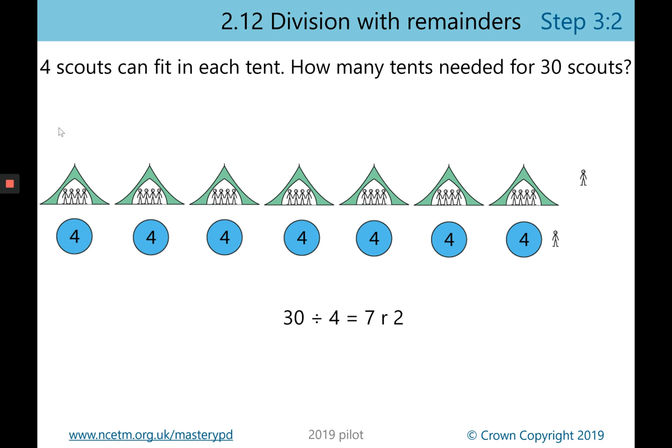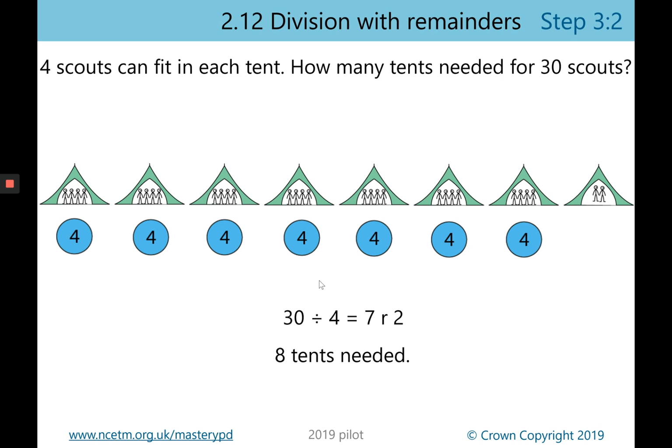So 30 divided by 4 equals 7, remainder 2. But we can't leave these 2 people out in the cold, can we? So we need to make sure they have a tent too. So how many tents are going to be needed overall? 8 tents are going to be needed, because you're going to need a tent for the 2 leftover scouts.